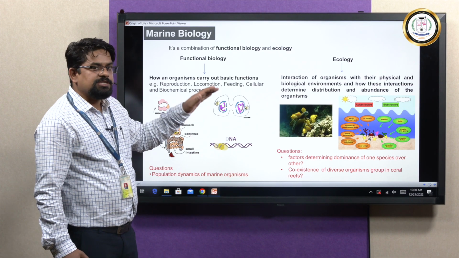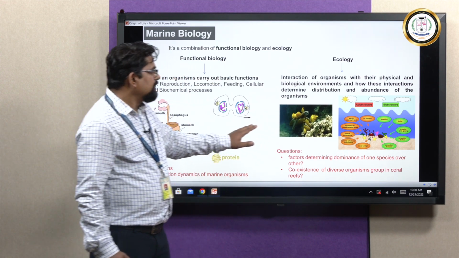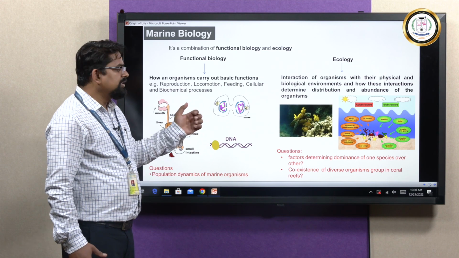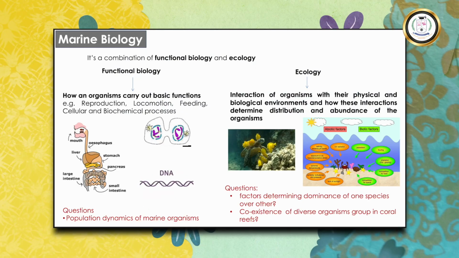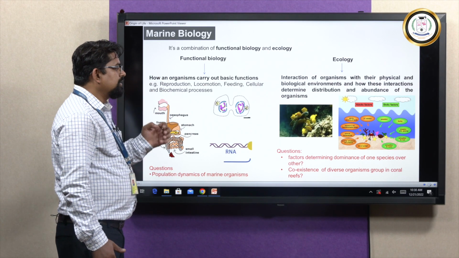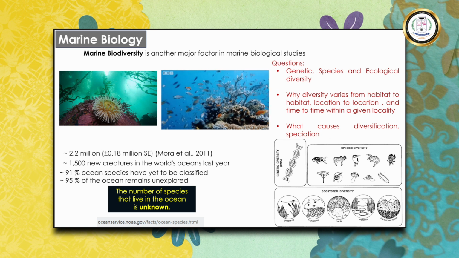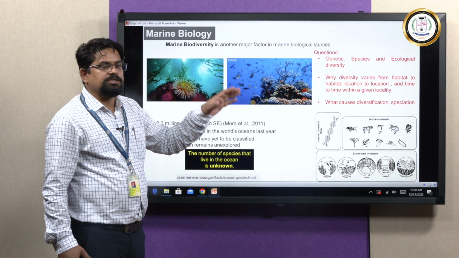We have several abiotic and biotic factors in the marine environment, and the questions we ask in ecology are: what are the factors determining the dominance of one species over another, or how is the coexistence of diverse organisms possible in a complex ecosystem, for example in coral reefs. Further, marine biodiversity is another important factor which marine biologists study.